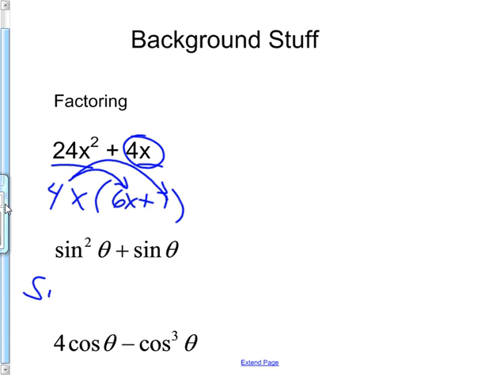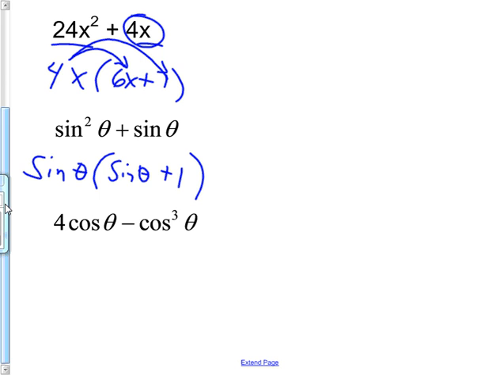Sine. Don't just say sine, you never can have just sine. Sine theta, and then what is left? Sine theta plus 1. Very good. All right, how about on this next one? What can factor out of both of them?